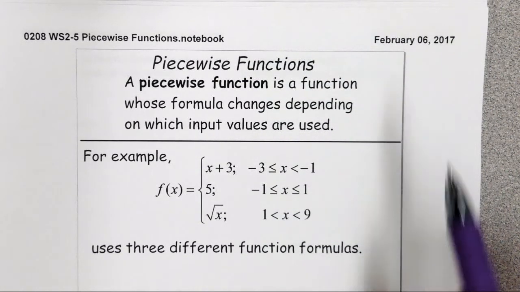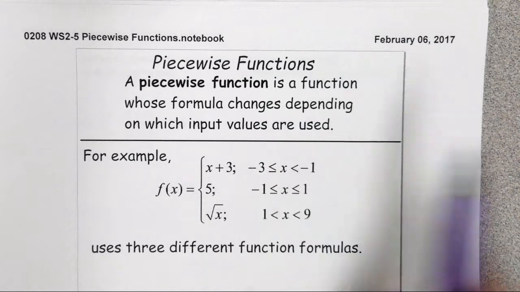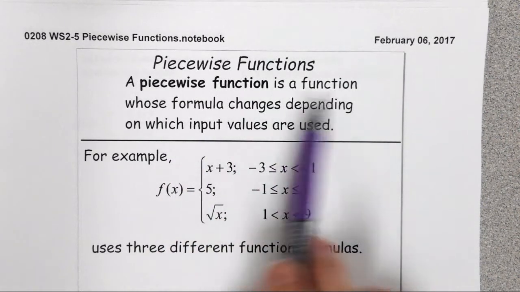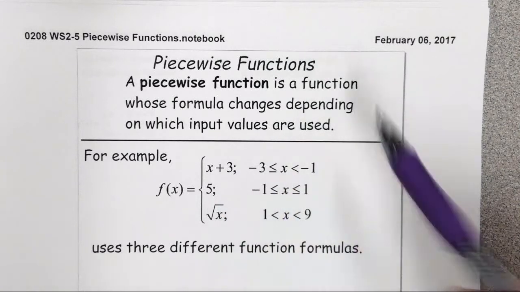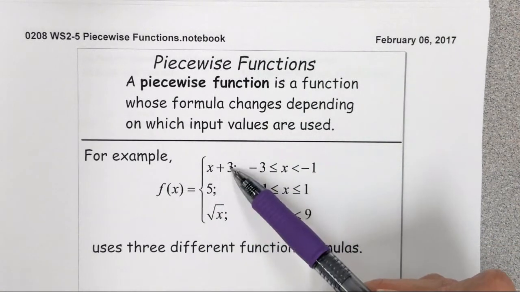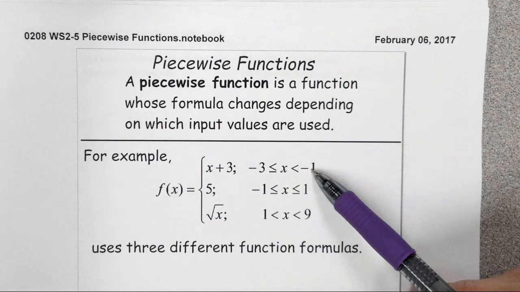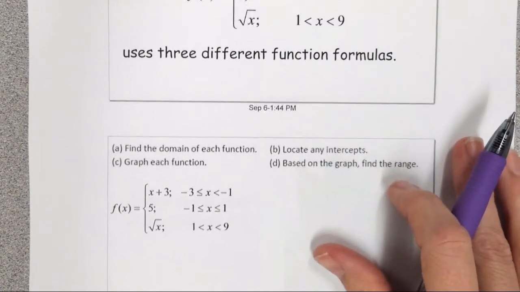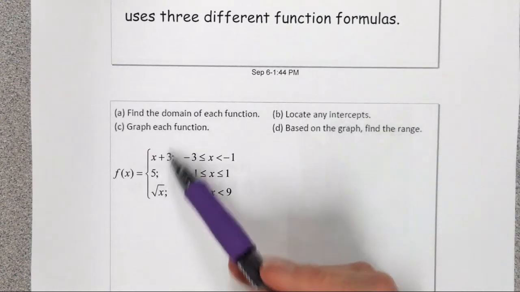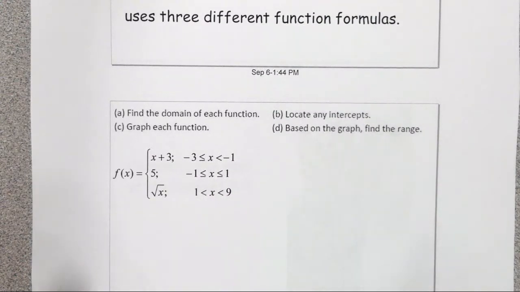Alright, today we're going to talk about what's called a piecewise function. A piecewise function is a function whose formula changes depending on which input values are used. So if you'll notice here, we have 3 different functions with 3 different input values. So we're going to go work a problem where we have 3 different functions and 3 different input values.